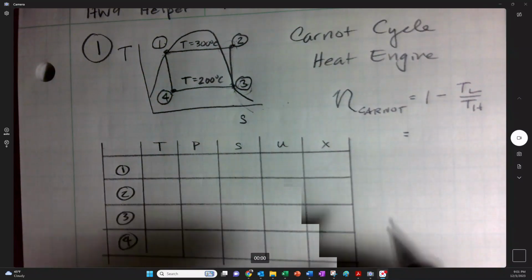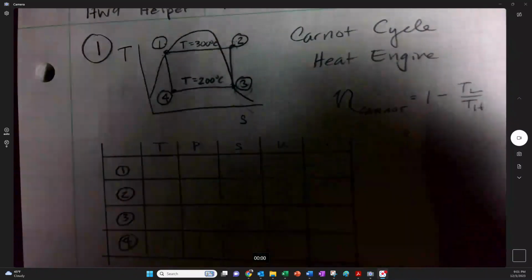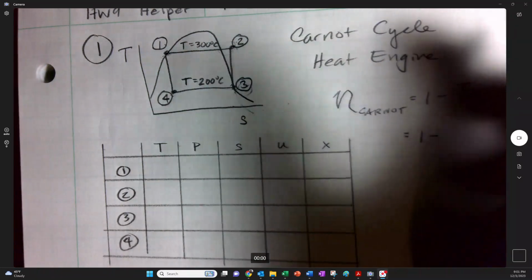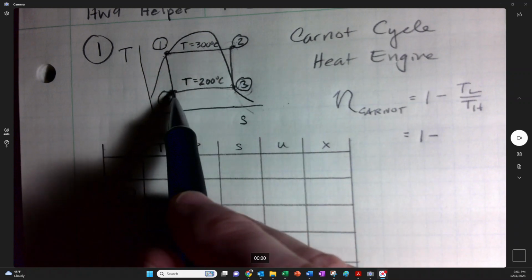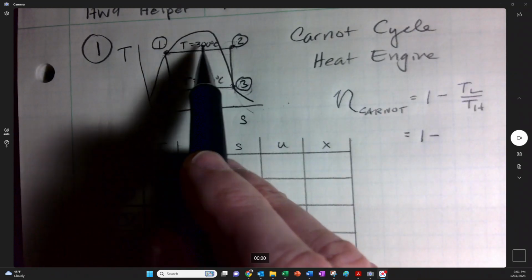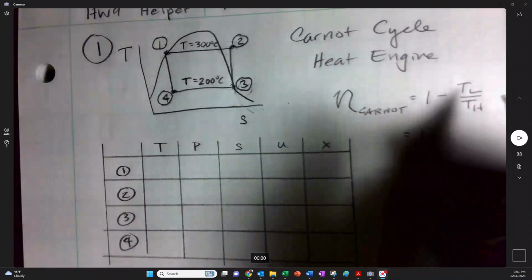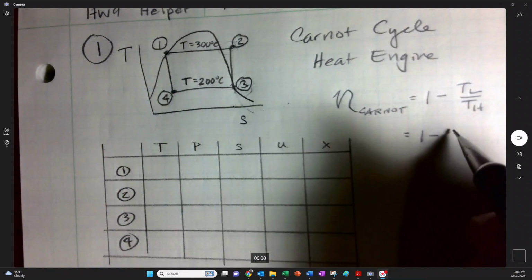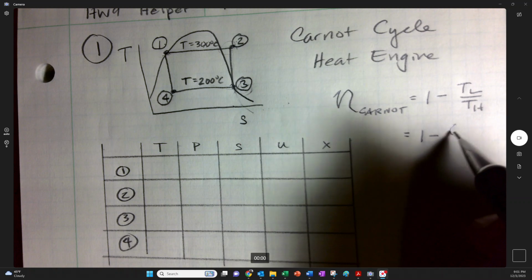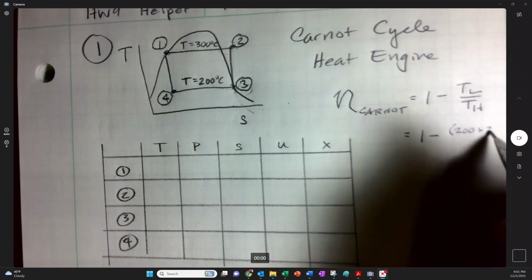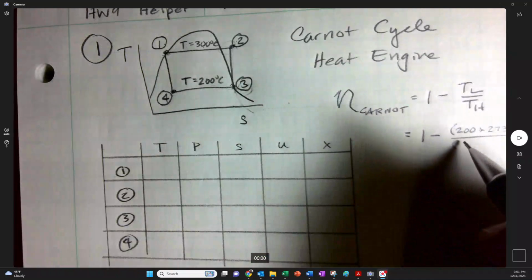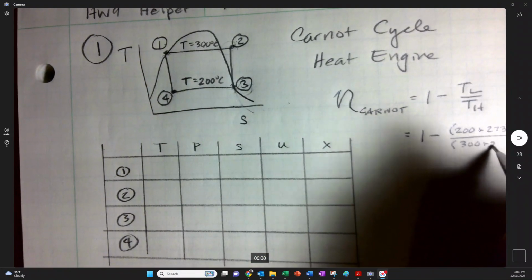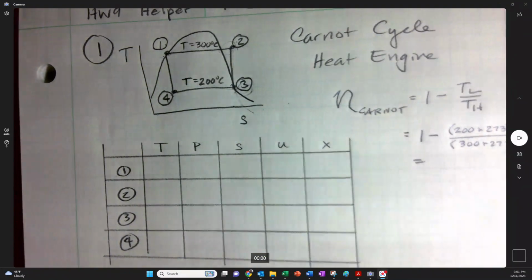This is the shortcut to doing all of this. So that'll be 1 minus, and I decided to go from 200 to 300. In your homework, I think I go from 100 degrees to 250. I'm just changing the numbers, and you should be able to mimic what I'm doing. So the low temperature is 200, plus 273, divided by the high temperature, 300 plus 273.